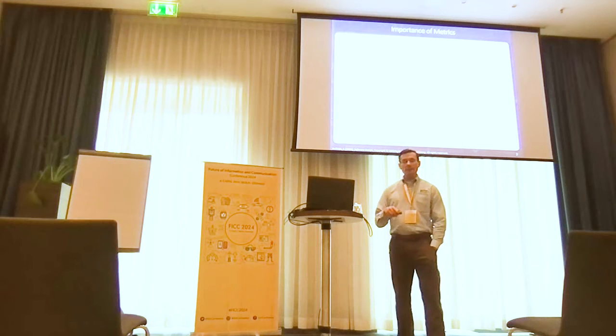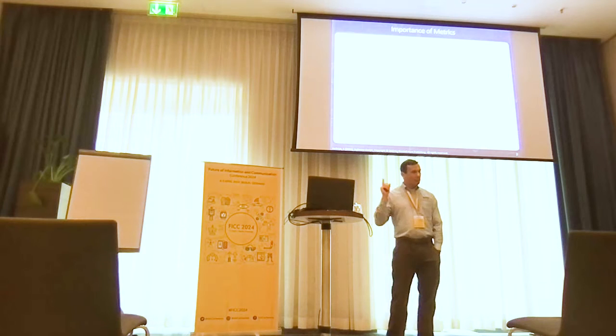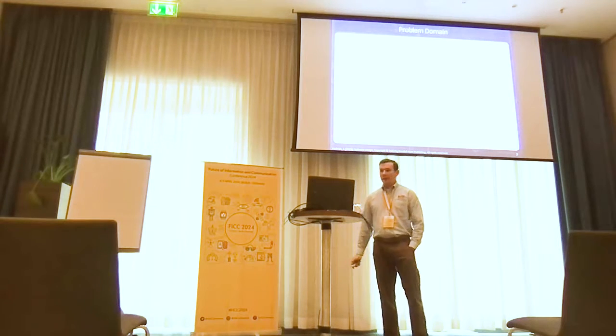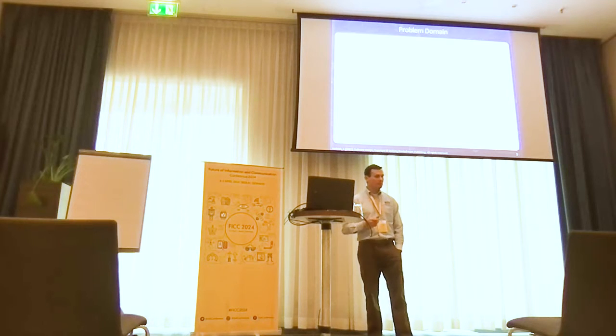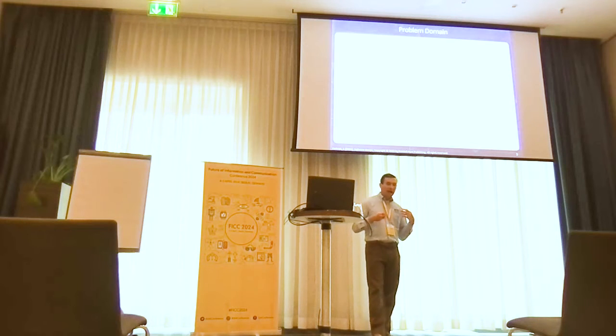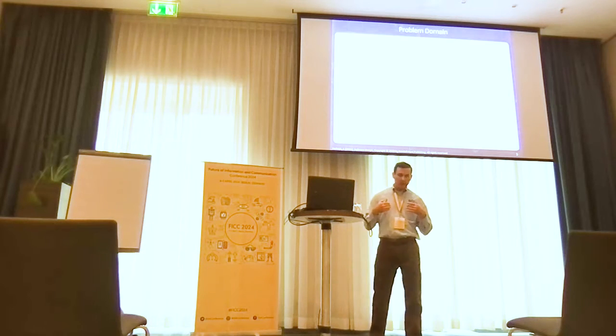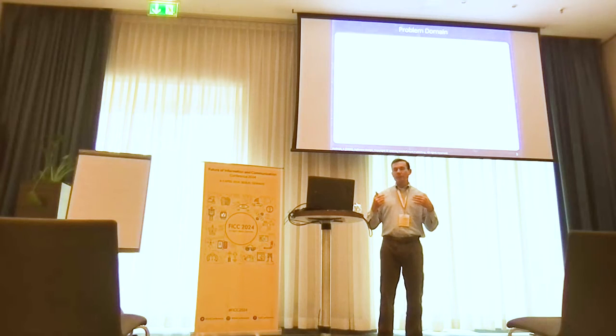The more objective we are, the better our decision-making is, and that is usually a function of the quality of our metrics. And so my job as a professor of software engineering is to teach my students to make good design decisions. In other words, they have more than one design option available to them. Which one should they choose? And I support them in making that choice in the best way possible. This is a classic metrics problem, because I have to teach the students the best metrics by which to evaluate their decisions. In this particular context, I have to teach my students how to decide on the best way to design object-oriented programs.